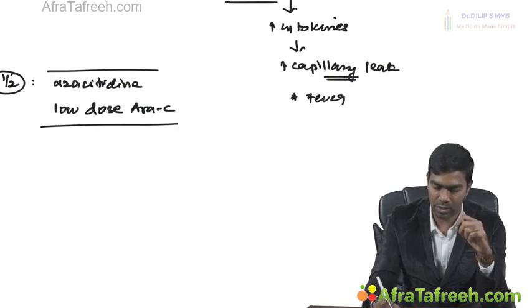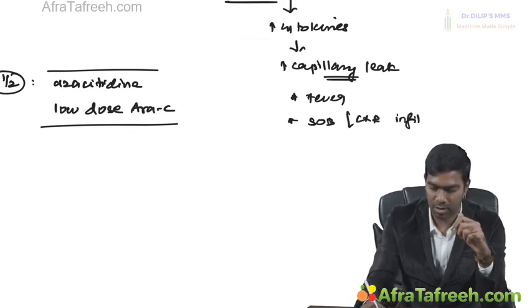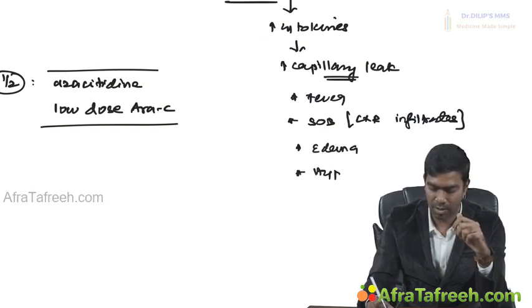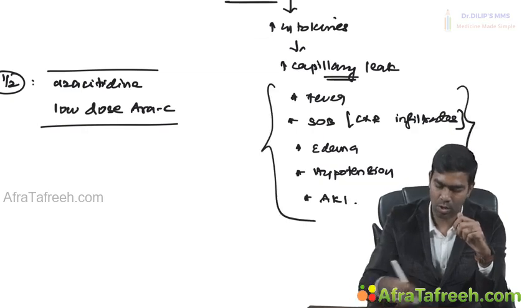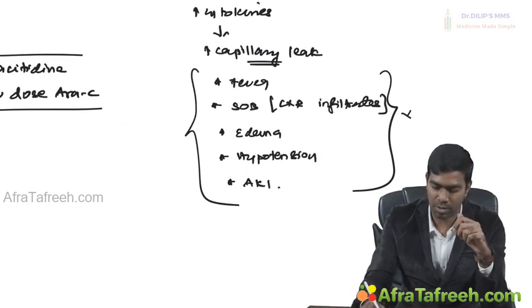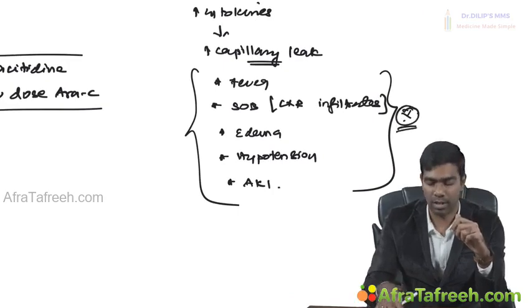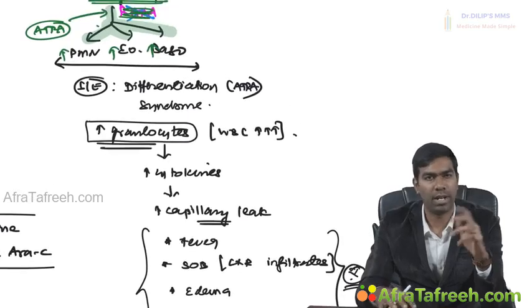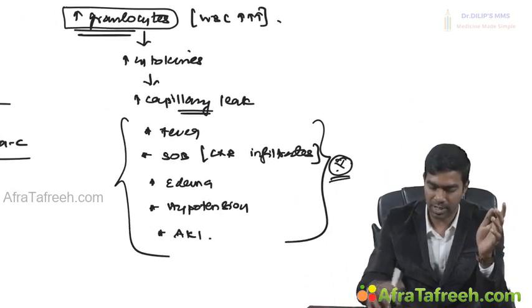That is because of cytokines, which might result in shortness of breath, and in chest X-ray you might see infiltrates, which might result in non-cardiogenic pulmonary edema. Then you might see the patient develop edema as a whole, and the patient may develop hypotension, and may also develop acute kidney injury. So all these are very important features of ATRA syndrome, and in exam scenario, very commonly these clinical features will be there.